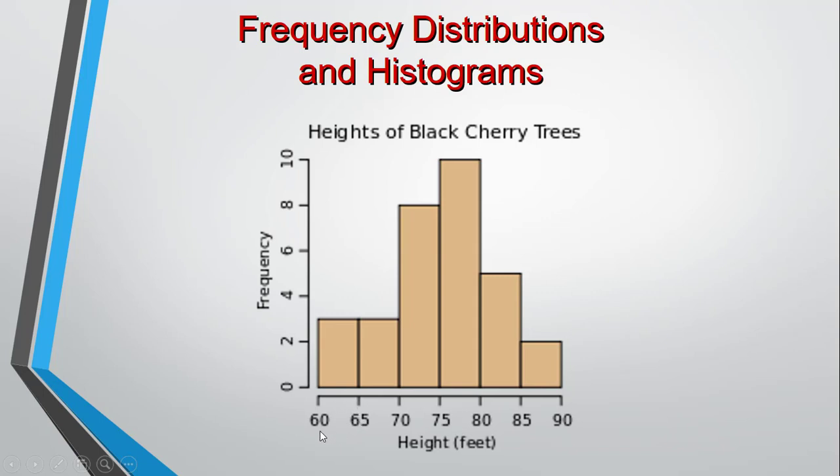For example, between 60 and 65 feet black cherry trees, there are 3 of them, right? So therefore the height of the column here is at 3. And between 65 and 70, also 3. But between 70 and 75, you have 8. Between 75 and 80, you have 10, etc. Right? You can plot that, and this will be a histogram. It shows the frequency distribution. It also shows the kind of shape of the distribution, right? You can see it's not exactly symmetrical.